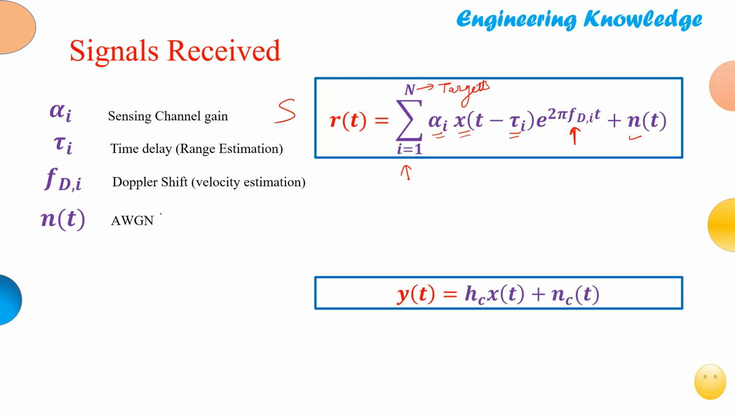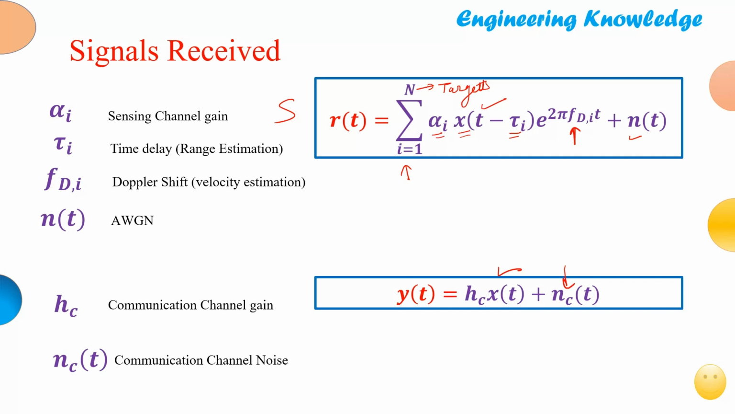What happens in the communication phase? In the communication phase, we have done it many times in my channel. We receive y(t), which suffers a fading of h_c. The signal that was transmitted is x(t). Remember, this x(t) and this x(t) were the same. It's just that one is going to be used for sensing purposes, and now we are sending x(t) to the receiver, and we will have a communication channel noise, n_c(t). So here h_c is the communication channel gain, small scale fading, again modeled using Rayleigh, Nakagami, or any fading channel. n_c(t) is the communication channel noise, and x(t) is obviously the information signal that was originally sent, for the sensing phase and also for the communication phase.